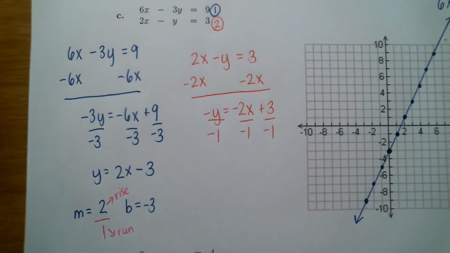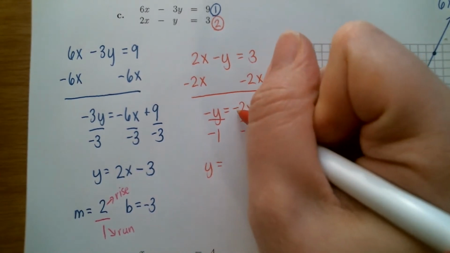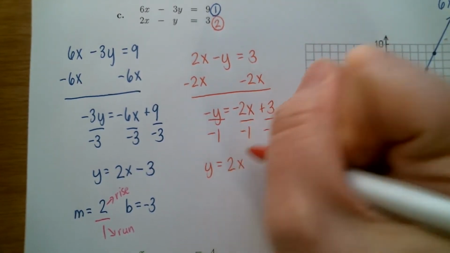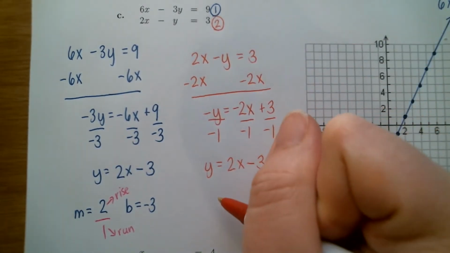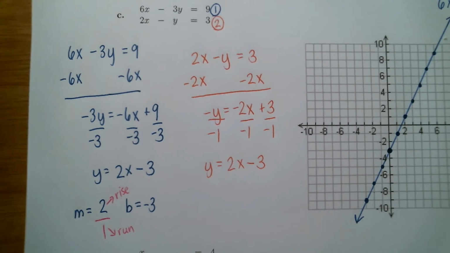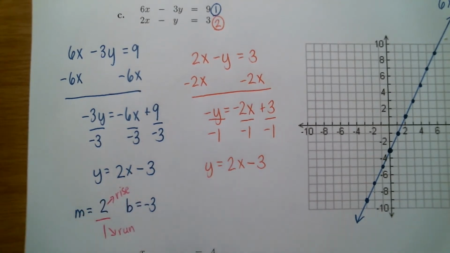You could also multiply everything by negative 1. It's the same thing. So you're going to get y equals negative divided by negative is positive 2x. Positive divided by negative is negative 3. Well, you know what? I'm just going to stop here. Look at this. They're the same line. Both of these equations produced y equals 2x minus 3. They both have slope 2. They both have intercept of negative 3. They are the same line because they have the same slope and the same y-intercept.